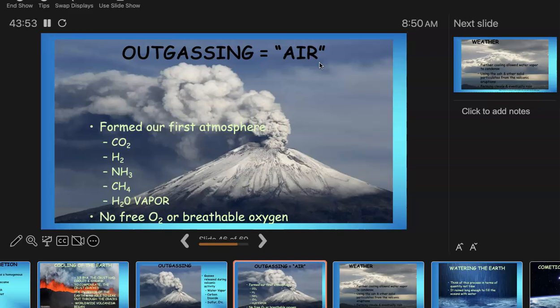Anywho, one thing conspicuously missing here is oxygen, what we call free O2 or breathable oxygen, okay? There's oxygen in the carbon dioxide there, there's oxygen in the water vapor, but nothing that you can breathe. We'll get there.